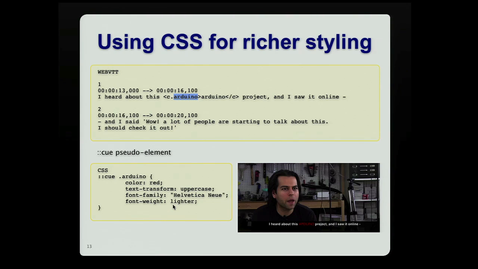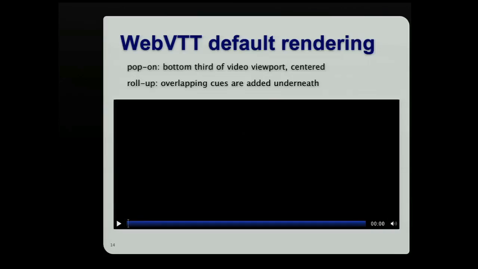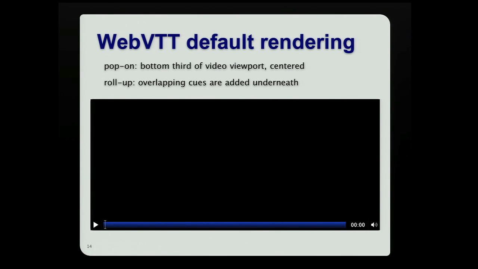In a separate box under the heading CSS, the :cue pseudo element .arduino contains code selecting color as red, text transform as uppercase, font family as Helvetica Neue, and font weight as lighter. A new slide is titled WebVTT Default Rendering. Two headings read Pop On, bottom third of video viewport centered, and Roll Up, overlapping captions are added underneath.